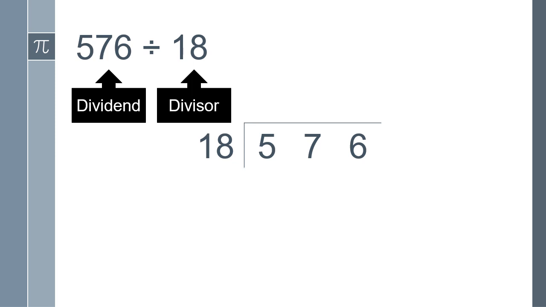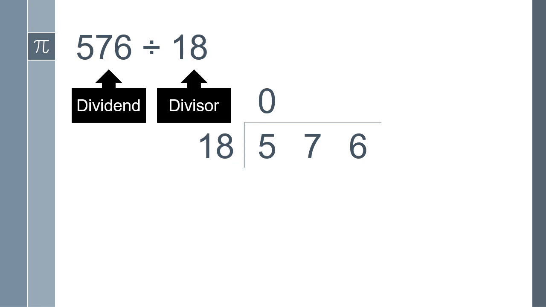So we're going to use the bus stop method to do this sum first of all. Now we look at this first of all as 5 divided by 18. Well, we can't do that because 5 is smaller than 18. So instead we're going to look at those first 2 numbers together. So we're going to look at 57 divided by 18.